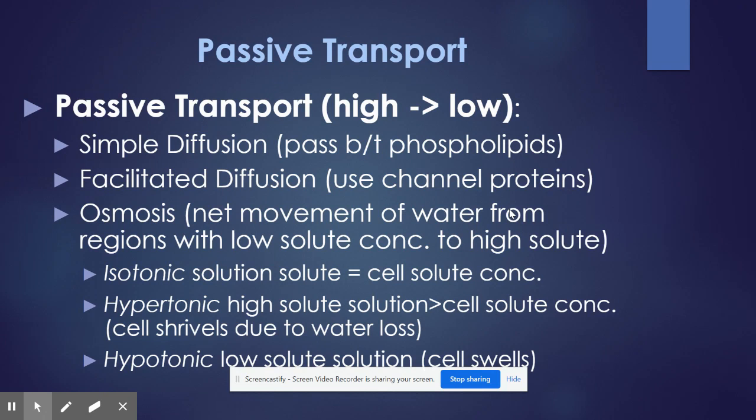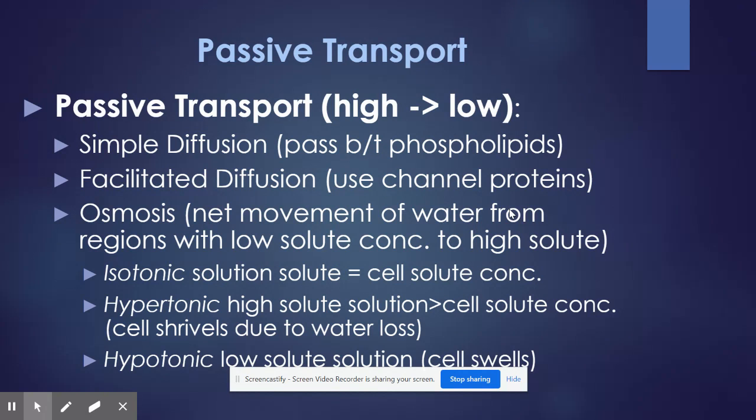Hypertonic, that's too much salt. Hyper means high. So high solute solution. If you put too much salt into your IV, remember water loves to go where the salt is. So the water's going to leave your cells. It's going to go outside the cells to join that salt, and it's going to cause your cells to shrink and die.